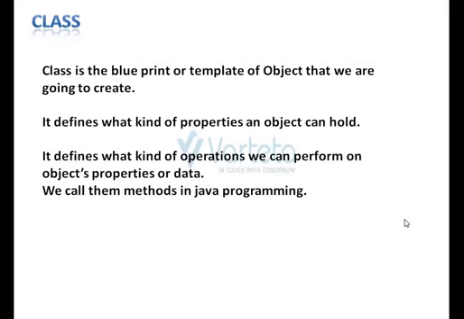Class is the blueprint of the object that we are going to create. It defines what kind of properties an object can hold. It defines what kind of operations we can perform on the properties of an object. We call them methods in Java programming.